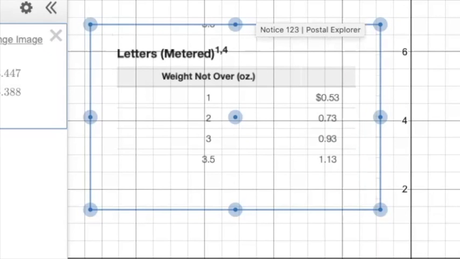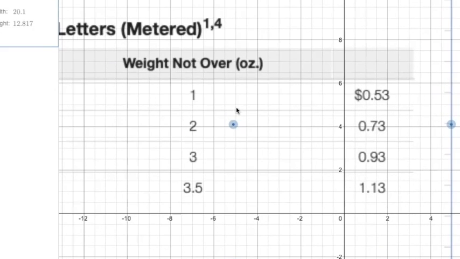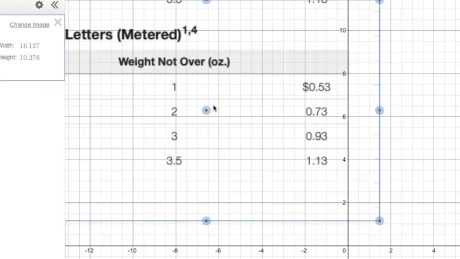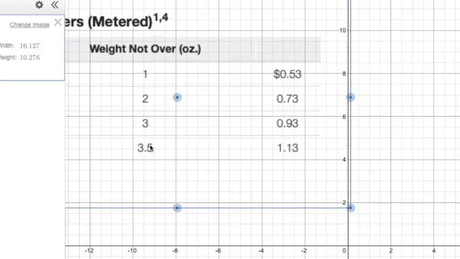This is how mail works. It says weight not over 1 ounce, then the price is 53 cents. Weight not over 2 ounces, price is 73 cents. And weight not over 3 ounces, the price is 93 cents. And then they have this wacky one, weight not over 3.5, the price is 1.13. And then we don't know what happens after that.